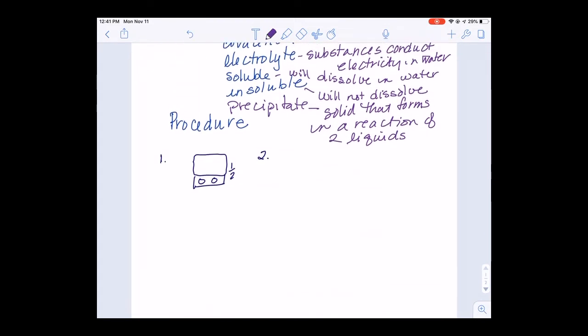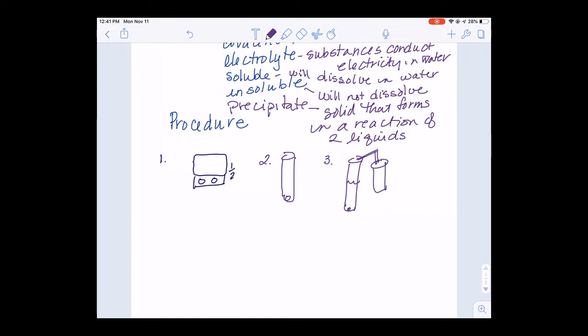All right, for our procedure, step one, you're going to need a hot plate and you're going to turn it up about halfway. Step two, you're going to get a test tube and put about a fingernail of a sample of unknown A into the test tube. Step three, you're going to fill the test tube up halfway with DI water. So we'll use the wash bottles.